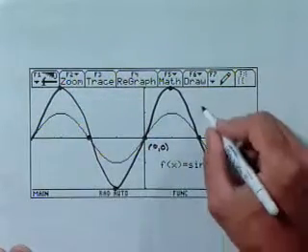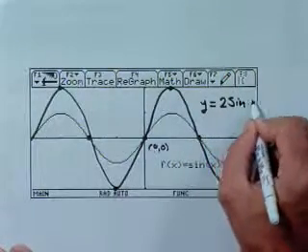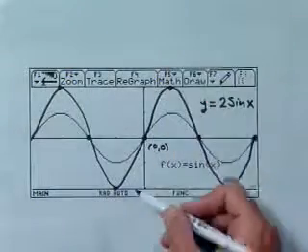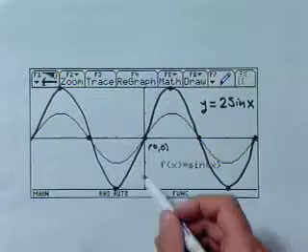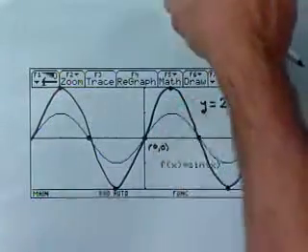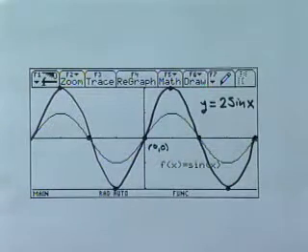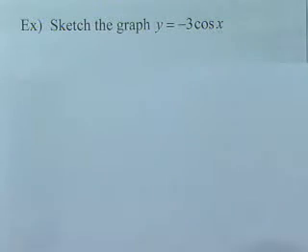And so there is y equals 2 sine x. It has an amplitude of 2. Okay? The range is going to be from minus 2 to positive 2. Now, it's really not too difficult. If this was 5 sine x, it would just be stretched a little higher. Okay? Let's try one more. How about we sketch the graph of y equals minus 3 cosine x? Let's take a look at that one.